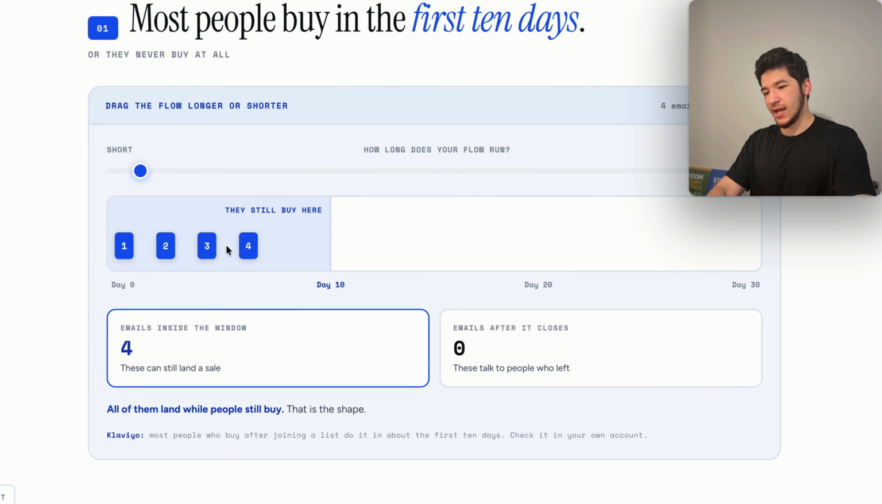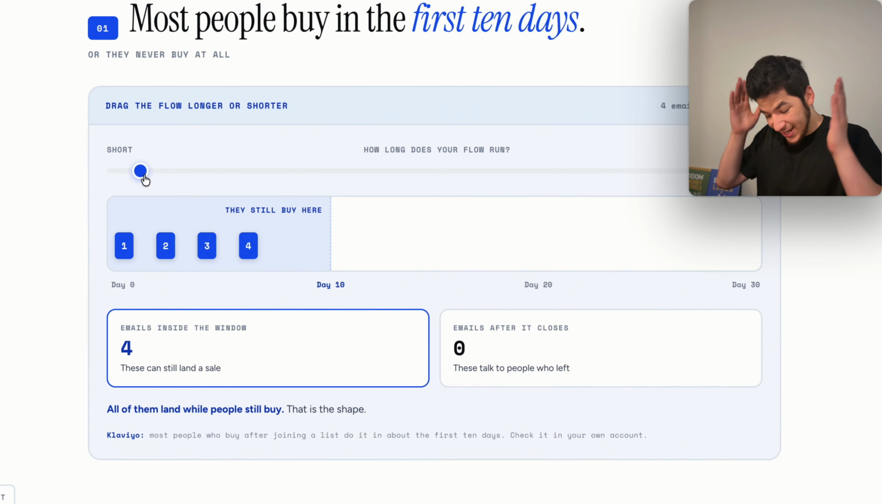Now, here's a real stat from Klaviyo. And if you have it set up right now, you can even look at your own Klaviyo. You will confirm this 100%. What happens is that the buying window of all those welcome flows tends to sit at about 10 days. So after 10 days pass, this significantly drops.